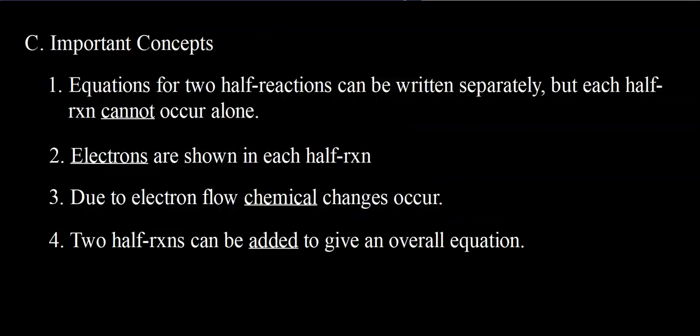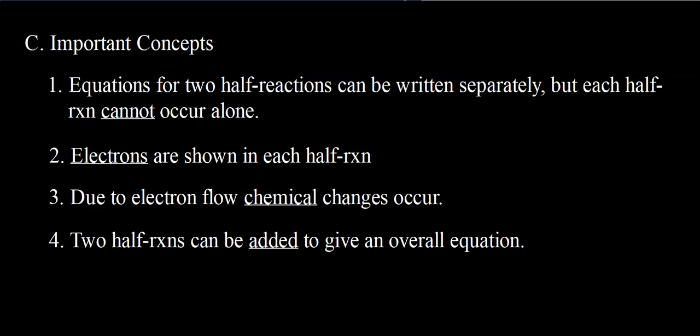All right, so let's take a look at some important concepts in regards to electrochemistry. Though we can write separate equations for our half reactions, each half reaction cannot occur alone. Basically, you cannot have something gaining electrons without something else losing electrons. So, got to have them both. Electrons are shown in each half reaction, but as we just saw, never, ever, ever in the overall equation. So the electrons have to cancel. We're going to see them in each half reaction. One of them, the electrons should be on the left. One of them, the electrons should be on the right. But ultimately, no electrons in our overall equation.